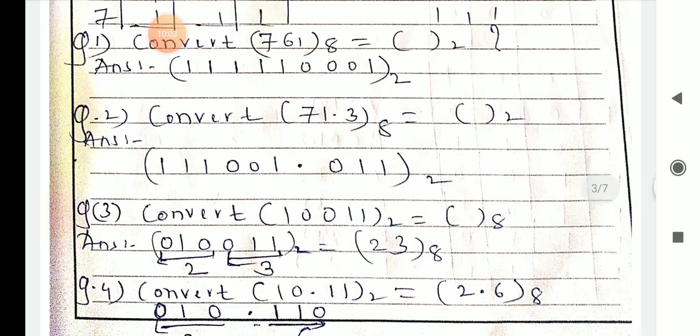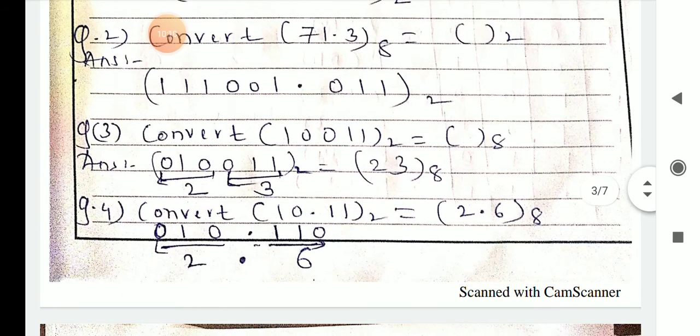So this is the conversion of two cases. First one is octal into binary, with and without decimal. Second one is conversion of binary into octal.